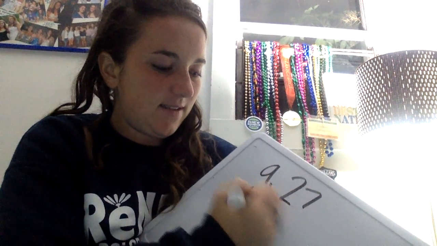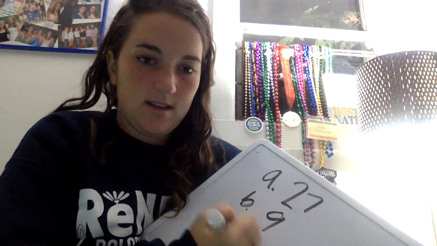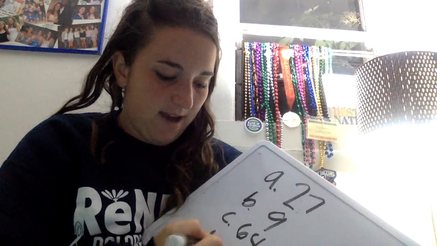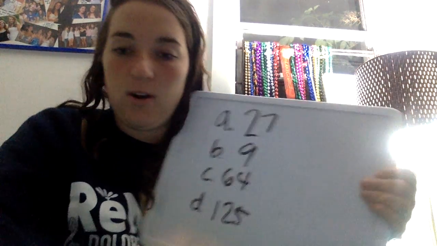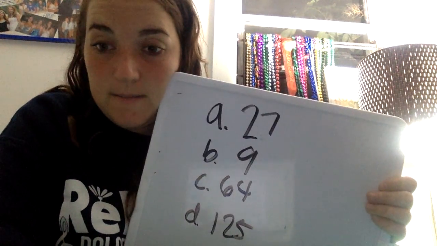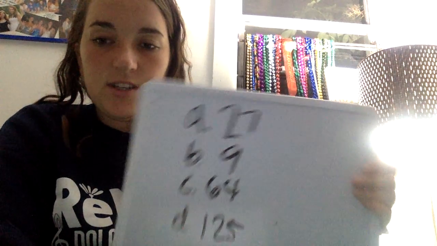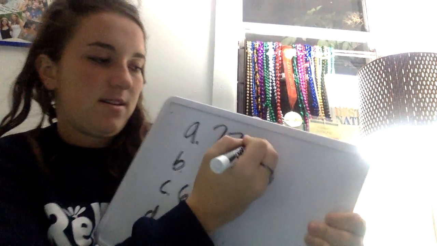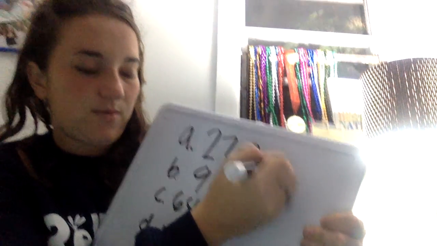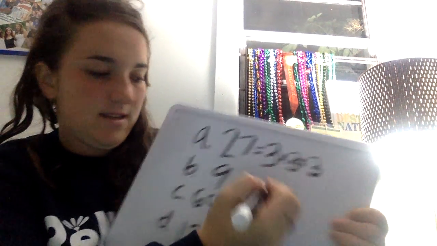Looking at the next one, which of the following are perfect cubes? So now we have 27, 9, 64, and 125. Which of those numbers are perfect cubes? Go ahead, try it on your own. The correct answer is 27 because it's 3 times 3 times 3.